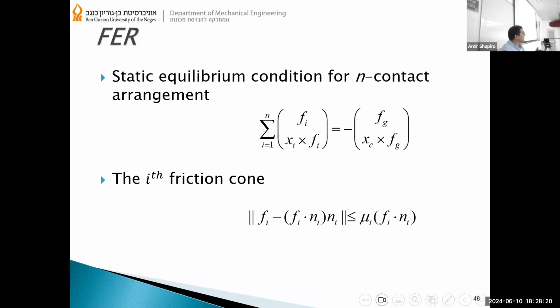Sometimes the support polygon is smaller than the actual support polygon. So the idea is that this is the equilibrium equation. As you can see here, this is the sum of forces on top, and at the bottom it's the sum of torque that is caused by the contact forces. And each contact force has to be within the friction cone.